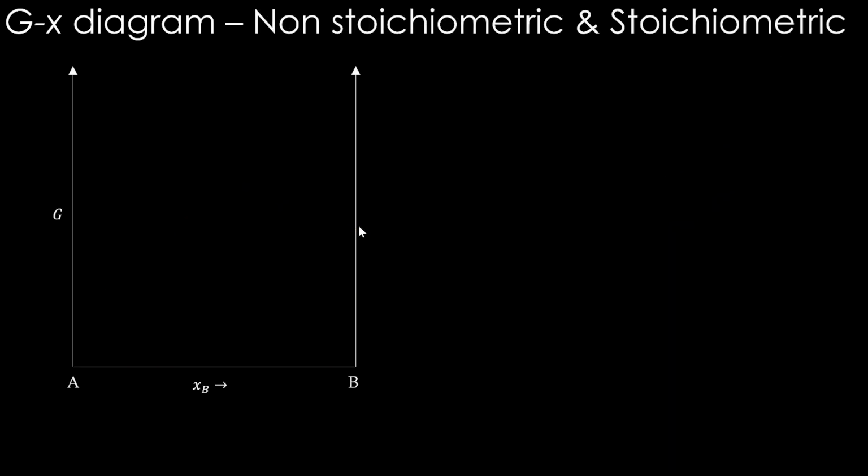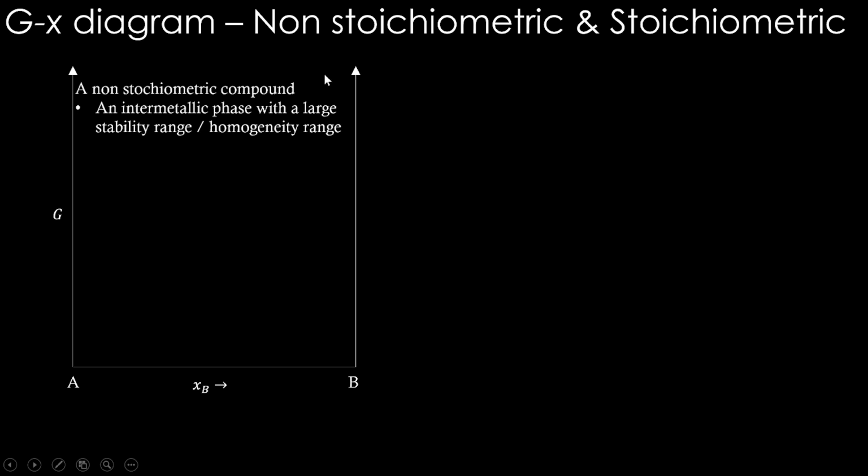Right. What about these Gibbs energy curves for compounds? Whatever we have been seeing till now are mostly solid solutions. What about it for compounds? And when we say compounds, we have two types, non-stoichiometric and stoichiometric. Non-stoichiometric can be an intermetallic phase with a large stability range or homogeneity range. It will have a Gibbs energy curve like this. So for some big range, it will be stable. Or an intermetallic phase with a narrow stability range. This is a narrow stability range. For a small composition range, this compound is stable.